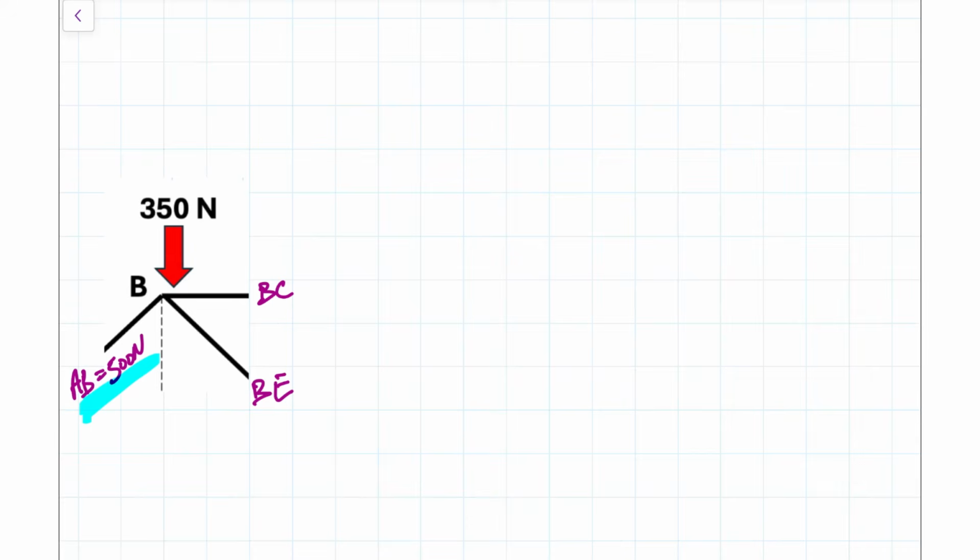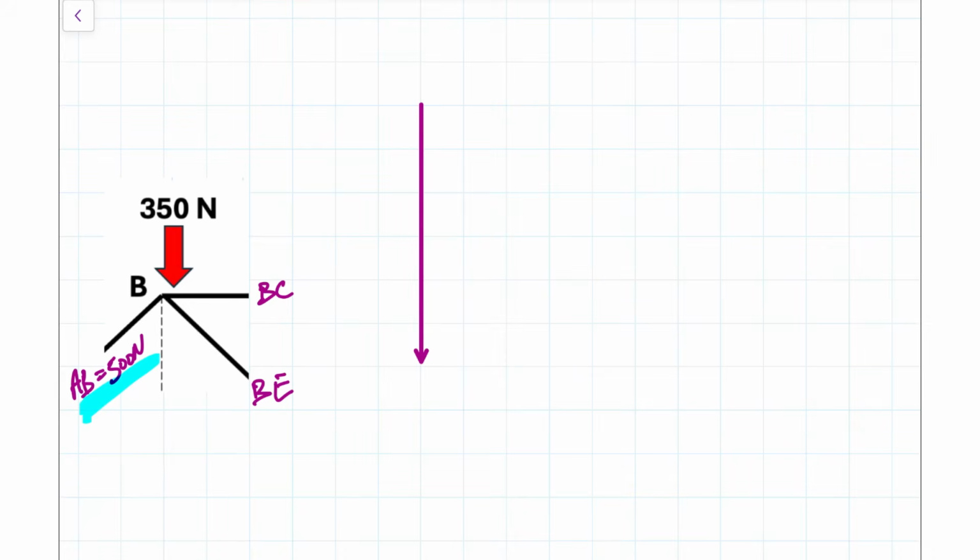So we're going to start our scale drawing for this joint. And our intention, just like the previous one, was to create a closed shape. And how do we determine, again, where we start, which of these members do we have the direction, the magnitude, and the angle for? In this instance, we have two members to choose from. We have that 500 newtons for AB, and we have that 350 newtons that's going downwards. So I'm going to start with that 350 newtons purely because I don't have to draw a reference line for it. So that's representing my 350 newtons.